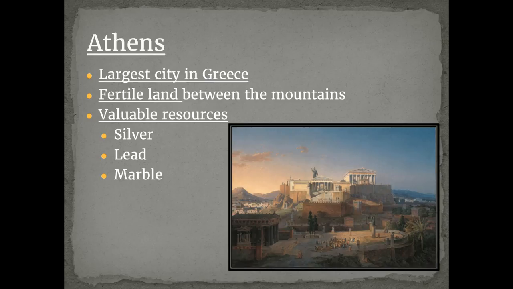During this golden age of classical Greece, there are lots of powerful city-states. The two most powerful are going to be Athens and Sparta. Okay. First, we'll talk about Athens.